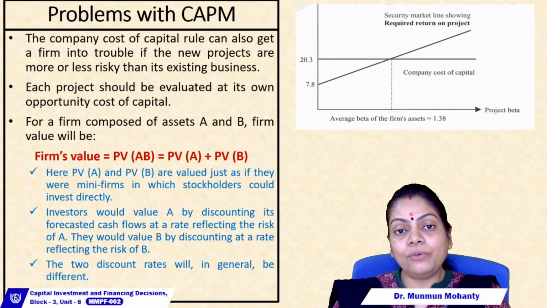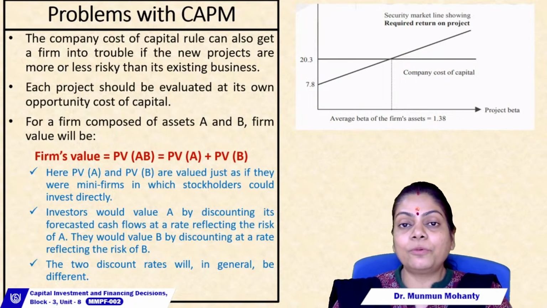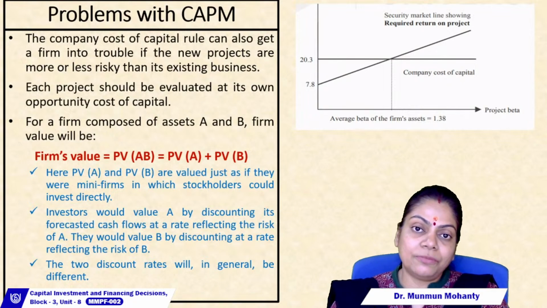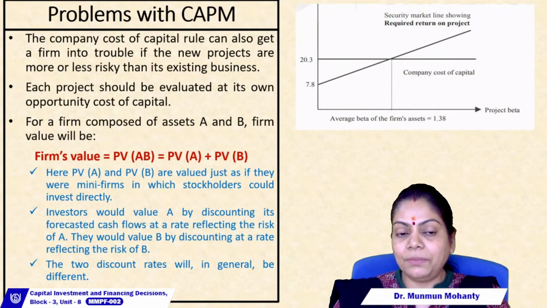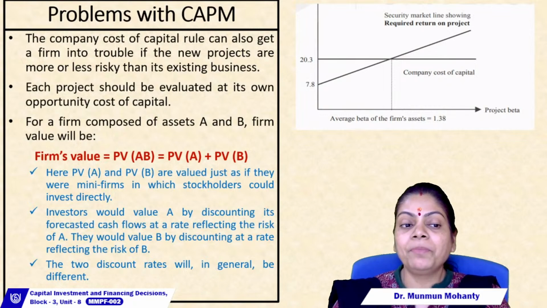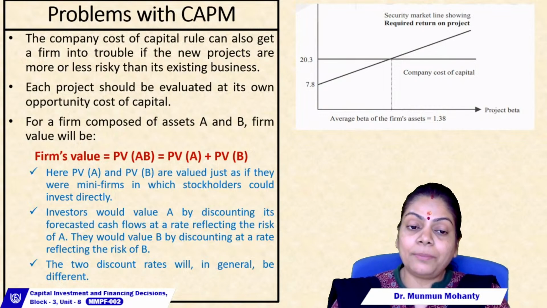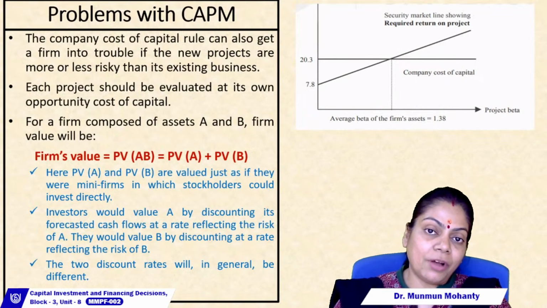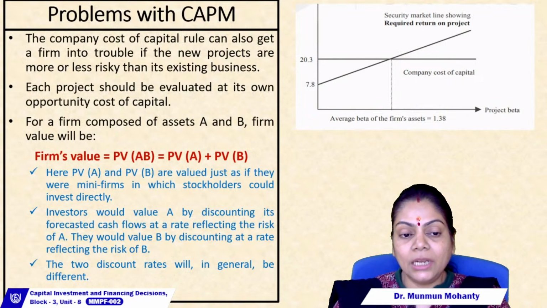So, the firm's value is nothing but the present value of project A and the present value of project B. Now, if I am using the same cost of capital to evaluate A as well as B, then there is a problem, because present value of A and present value of B are valued just as if they were two mini firms. A is a different firm and B is a different firm.